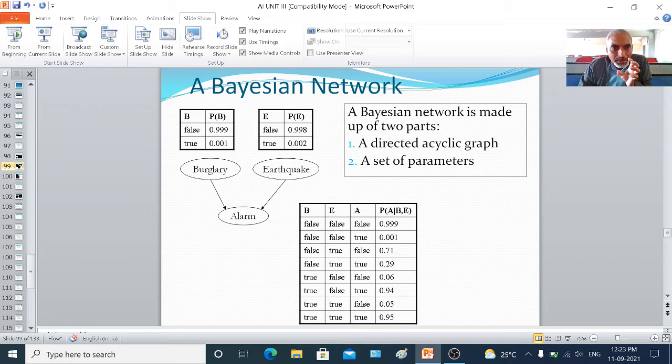Say for example B, burglary or robbery happening. If we call this event B, what is the probability? P of B is the probability. We have two things. First we look at true: 0.001. That means the probability that there is a robbery or burglary is 0.001. That is the P of B. If the probability of burglary happening is 0.001, then the probability that the event is not happening is 1 minus that, which is 0.999. That is what is written in this table.